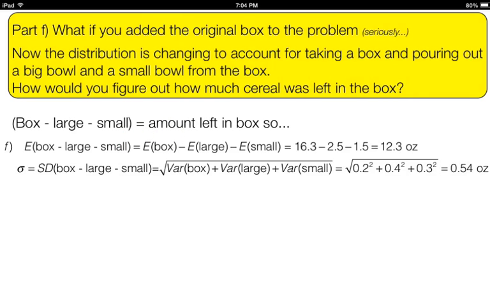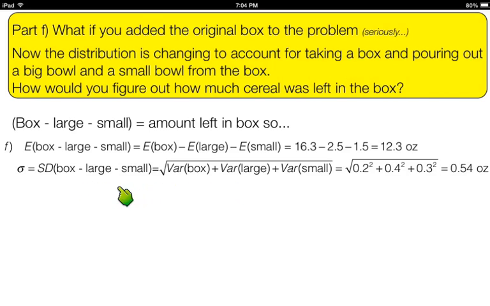And so here again, you can rewrite this with letters. I use the words just to make it simpler. So box minus large minus small would be the exact value. I would want to say, what's the expected value that's going to be left over in my cereal box? If you walk through that, you've got the box minus the large minus the small, and that result would get you about 12.3 ounces I would expect to be left on average in the box if I poured out these 2 bowls. Standard deviation works the same way, right?